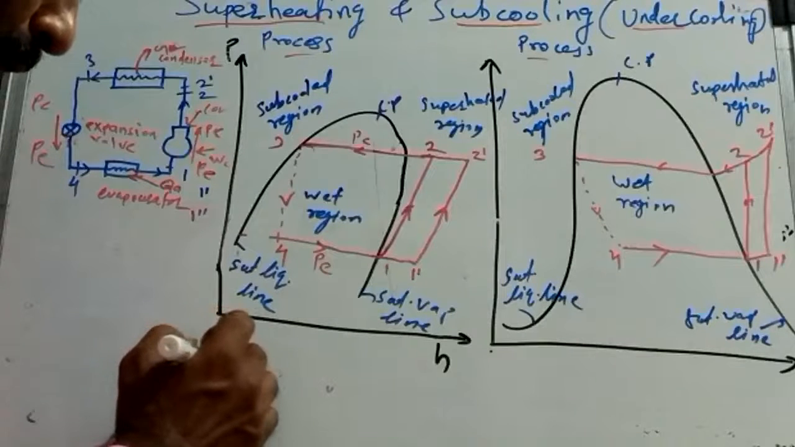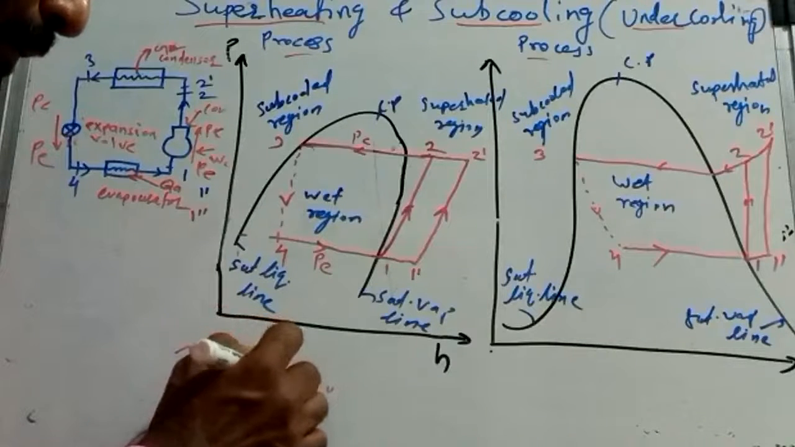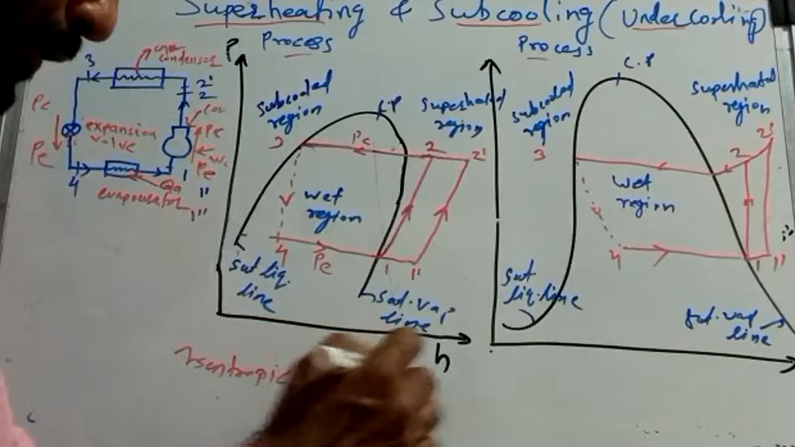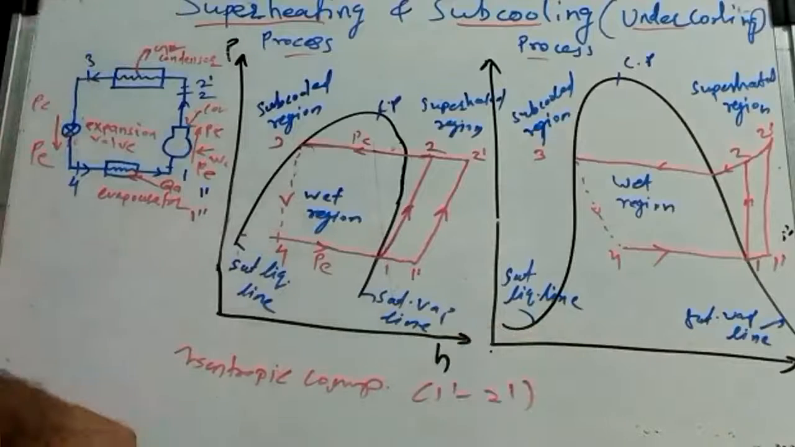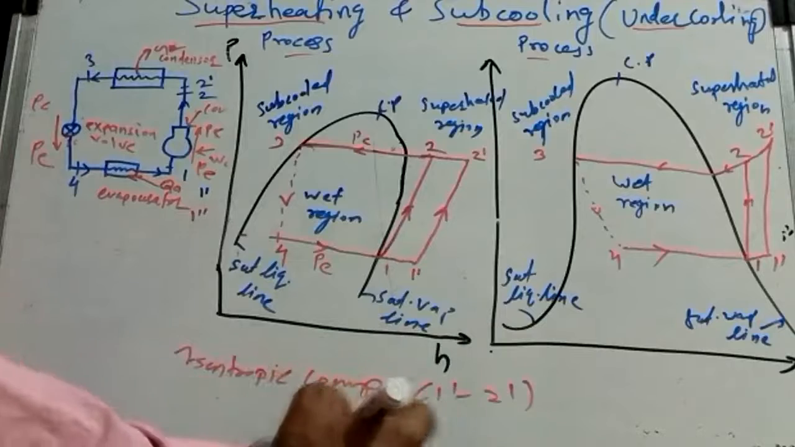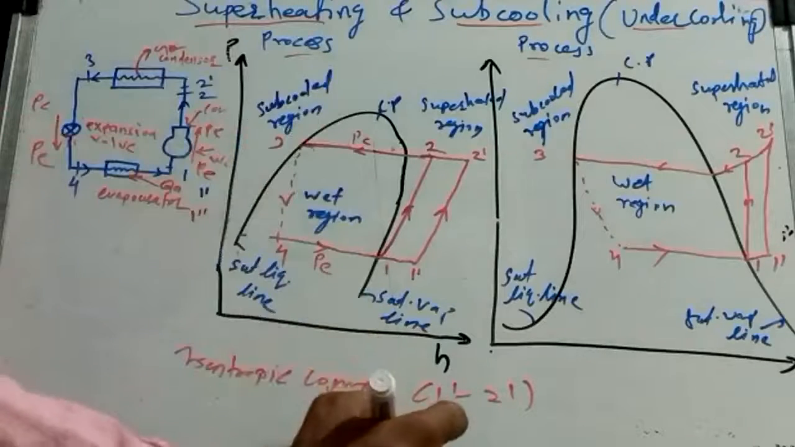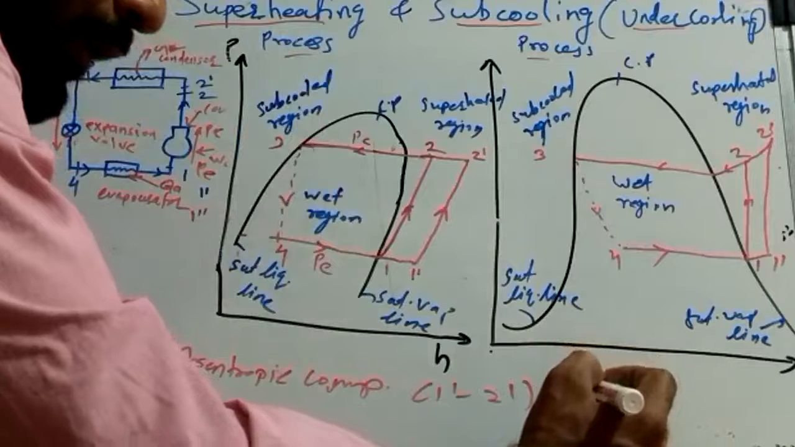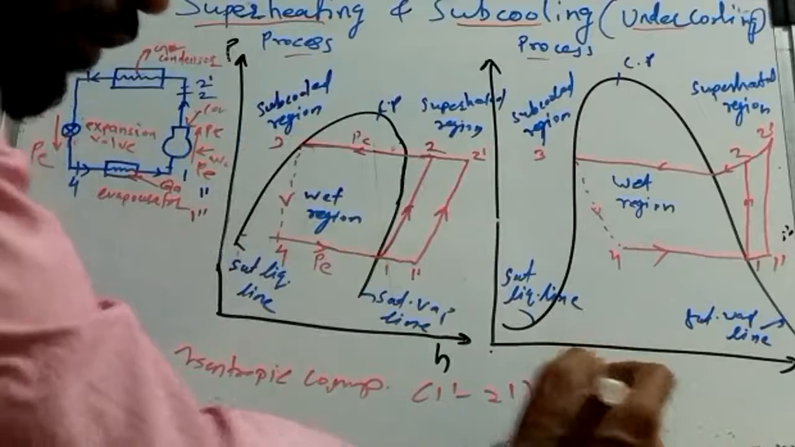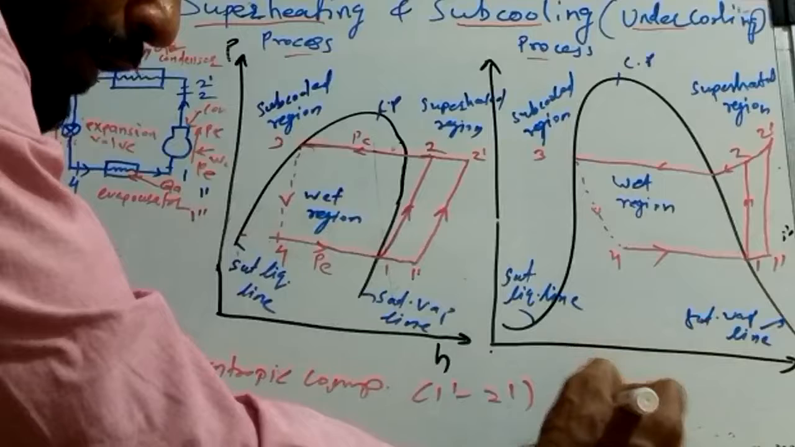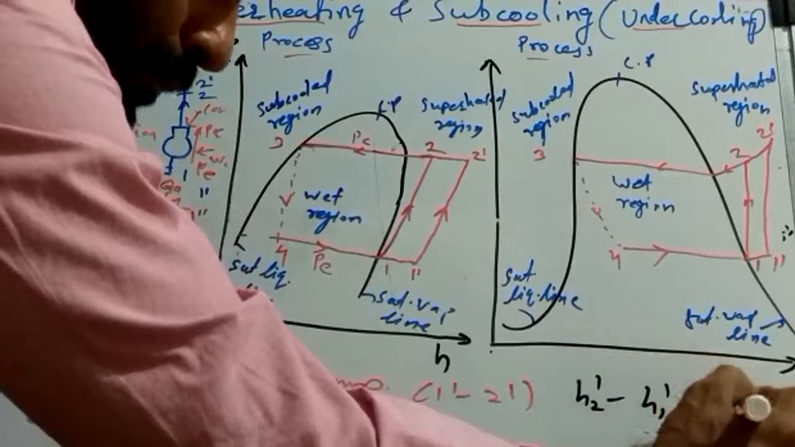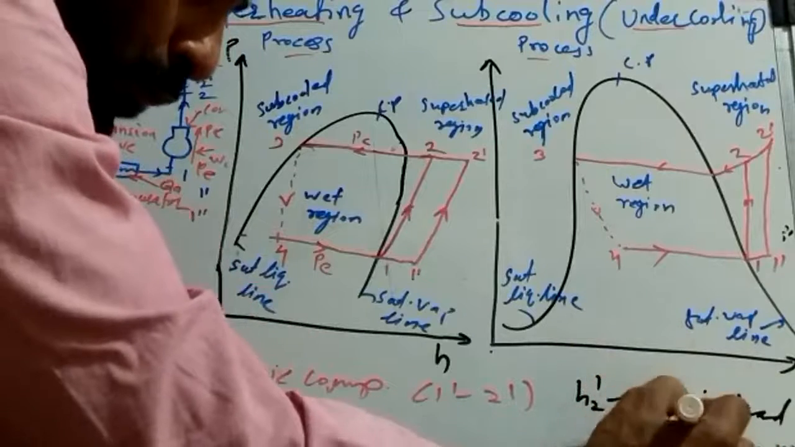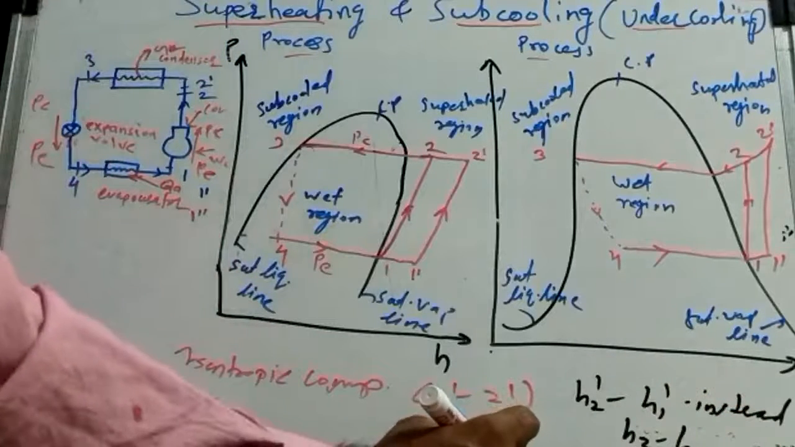By isentropic compression, 1 dash, 2 dash. Right. So the enthalpy change during this isentropic compression will be the work required for compression for this process, H2 dash minus H1 dash, instead of H2 minus H1. Right.